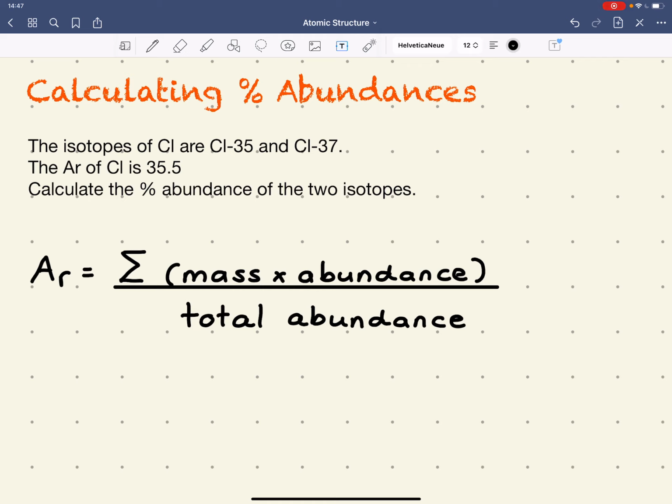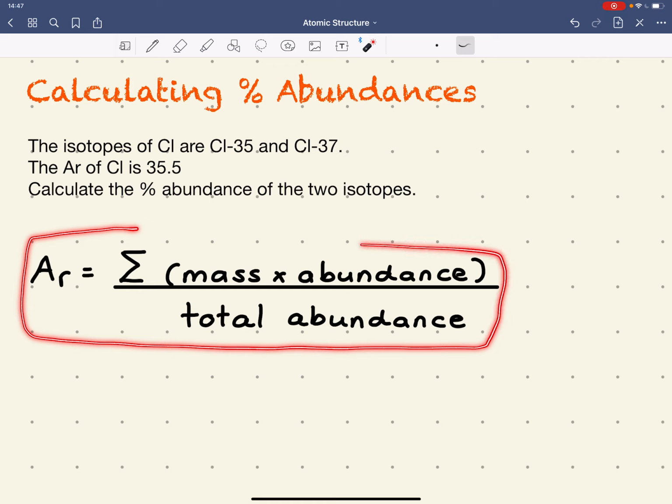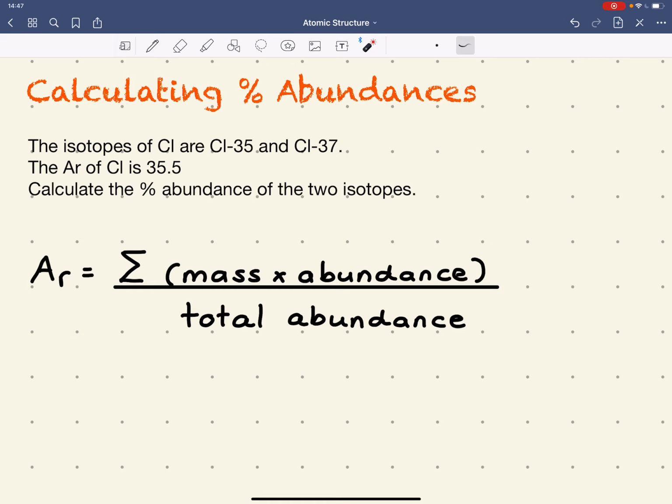of the two isotopes. Now, it's all based on this equation here, and it is one that you need to remember, not one that you'll be given, where the Ar is the sum of the mass times the abundance of all the isotopes divided by the total abundance. And in this question, we're given the percentage abundance, so the total abundance must equal 100, and that means that all these abundances on this top line must add up to 100.